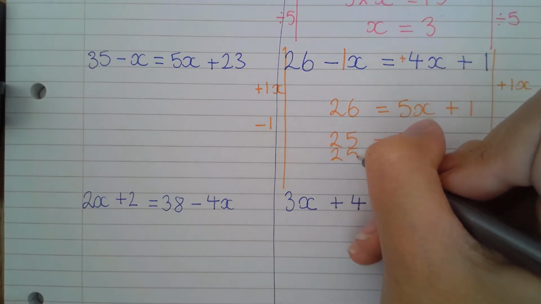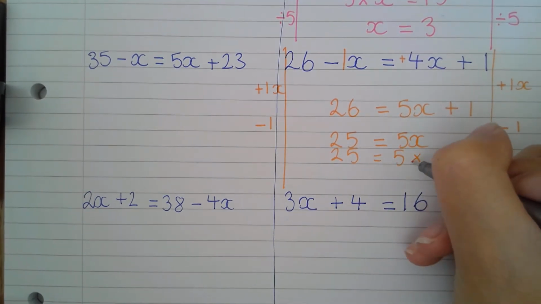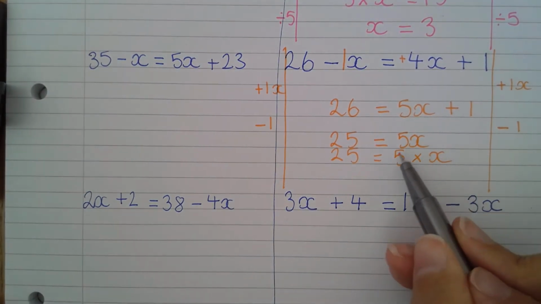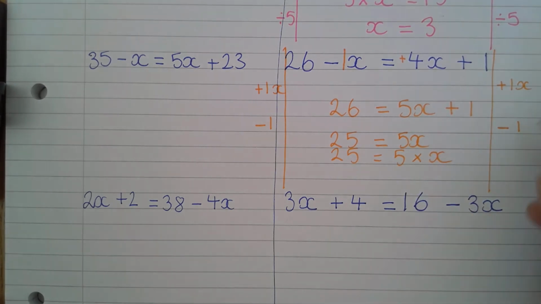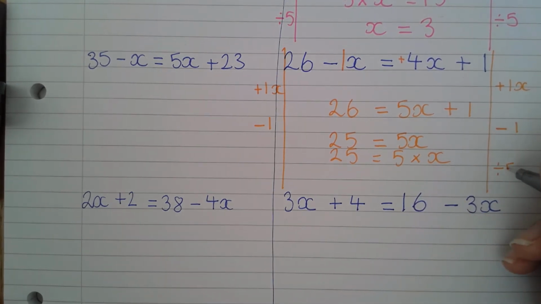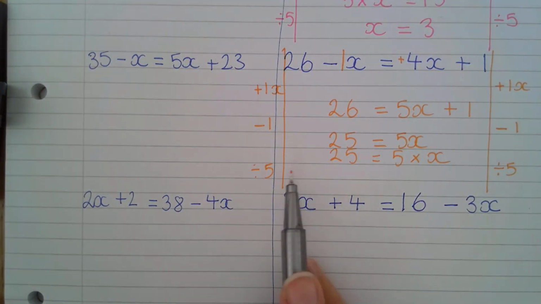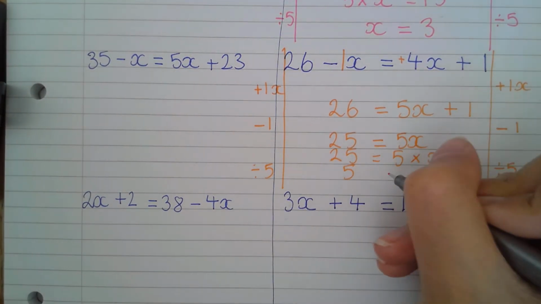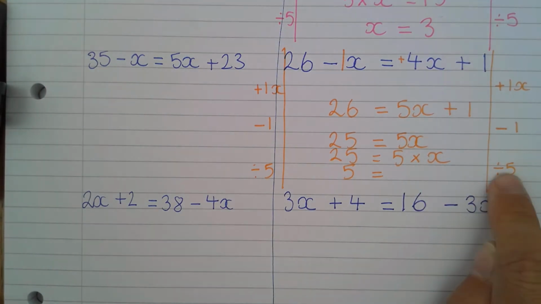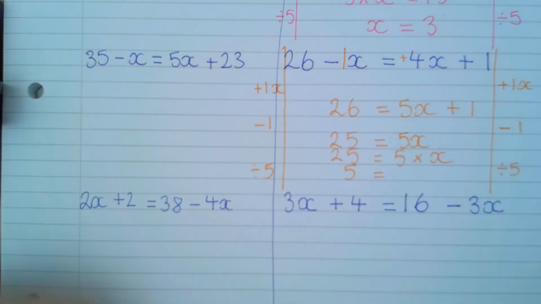So 5x means 5 times x, so we need to get rid of this times by 5, so we need to divide by 5 both sides. So divide by 5, 25 divided by 5 is 5 equals times by 5 divided by 5, we're just left with x.